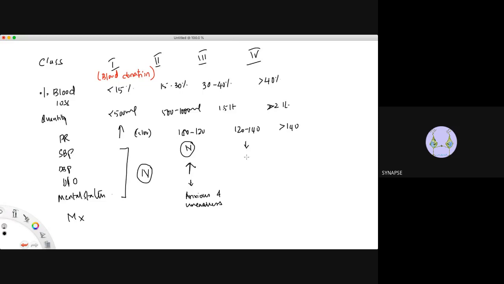The SBP will reduce, the DBP will also reduce, the output is reduced, and here the patient will now go into a confused state. So, mental state is further altered.